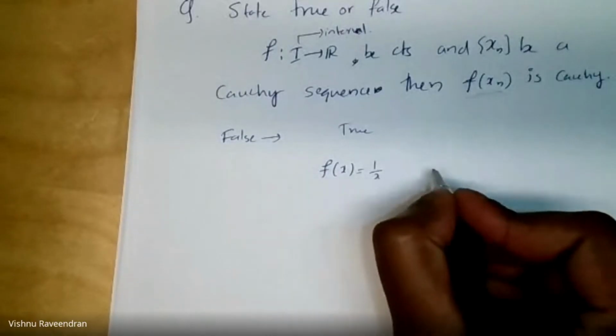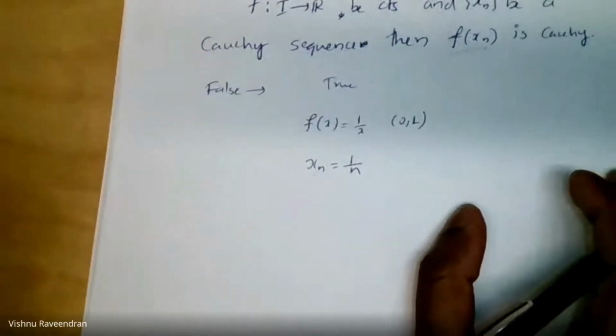Take f of x equal to 1 by x on the open interval 0 comma 1. It is continuous on (0, 1). Here the sequence is xn equal to 1 by n, which converges.